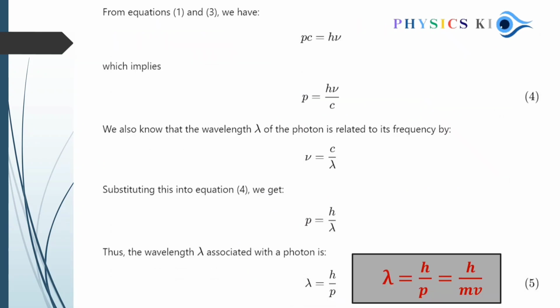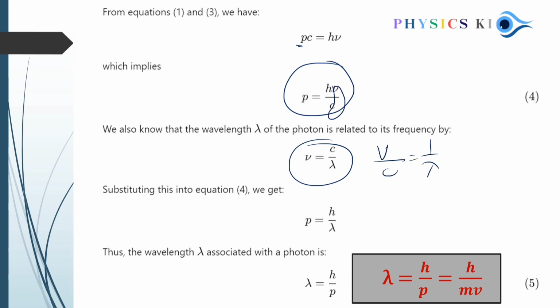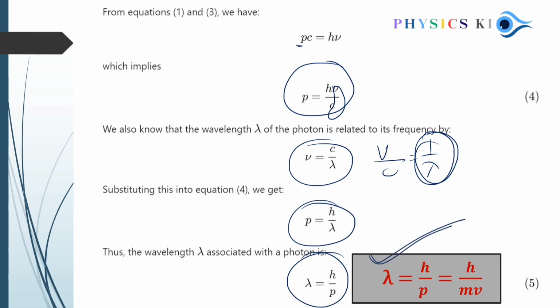And now try to find out the value of p. So p is equal to h nu by c. Nu by c is equal to 1 by lambda, so just remove it and write down 1 by lambda. So p is equal to h by lambda. So we can write lambda is equal to h by p, where p is equal to mv. So your equation is derived.